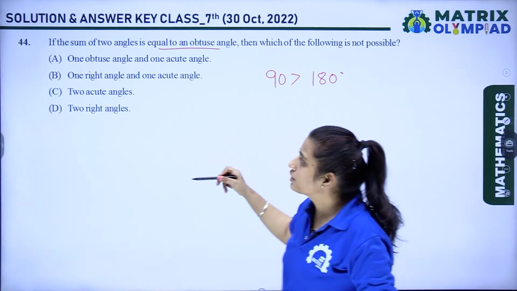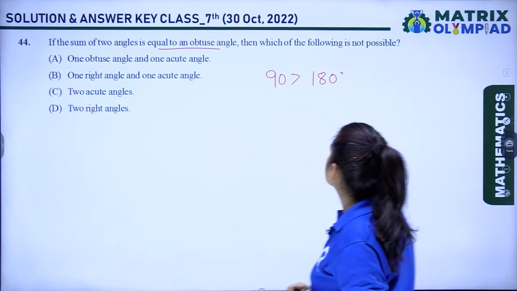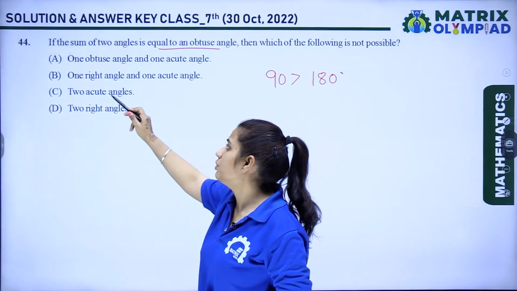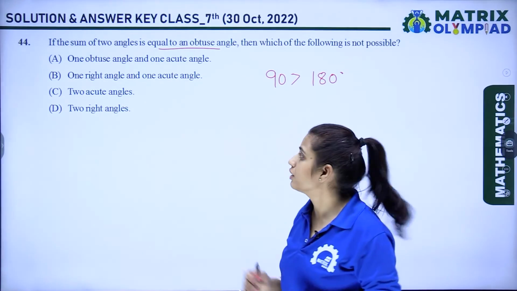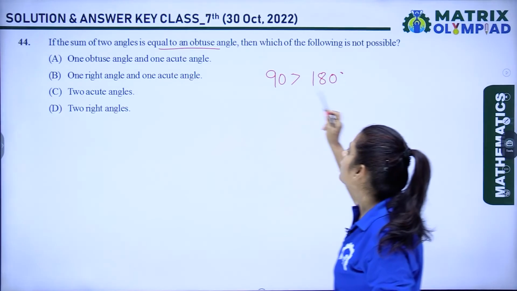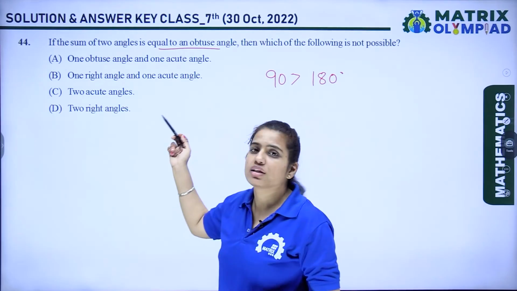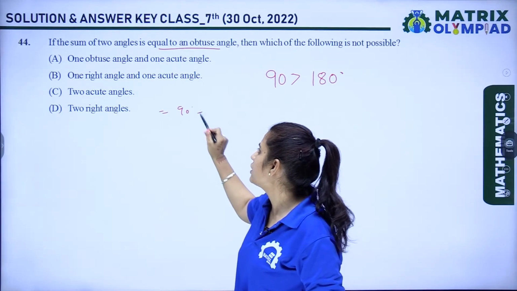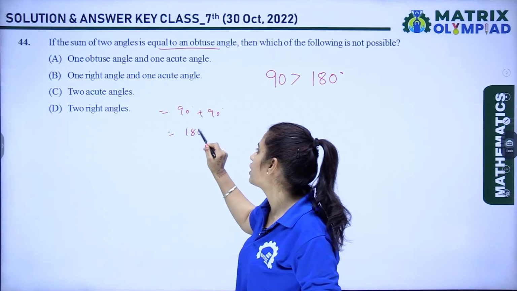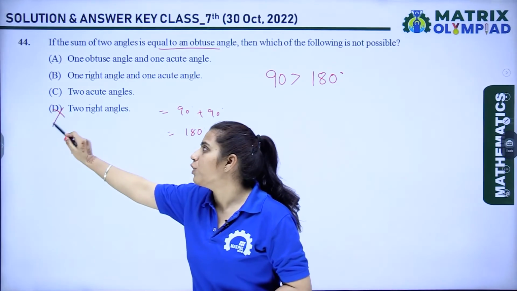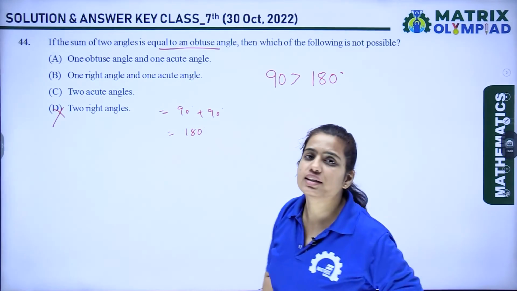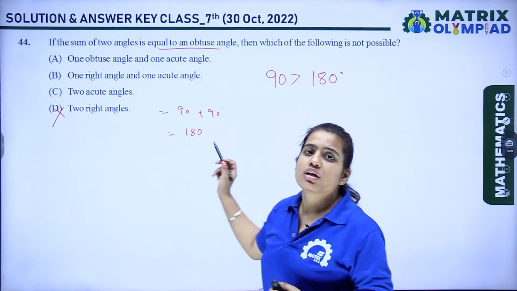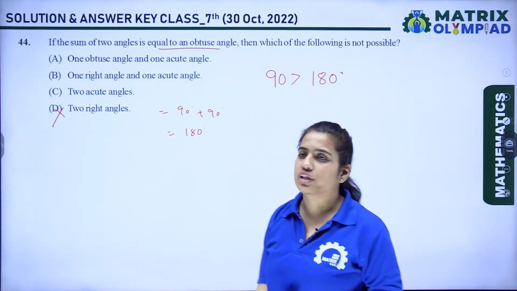Now let's check the options, which option is not possible. One obtuse angle and one acute angle, it is possible. One right angle and one acute angle is also possible, as it lies between 90 and 180 degrees. Two acute angles is possible. Last option is two right angles. Two right angles means 90 degrees plus 90 degrees, that is equal to 180 degrees. So this option is not possible. So option D is the correct answer, as the sum of two angles is 180 degrees. So two right angles cannot form an obtuse angle.